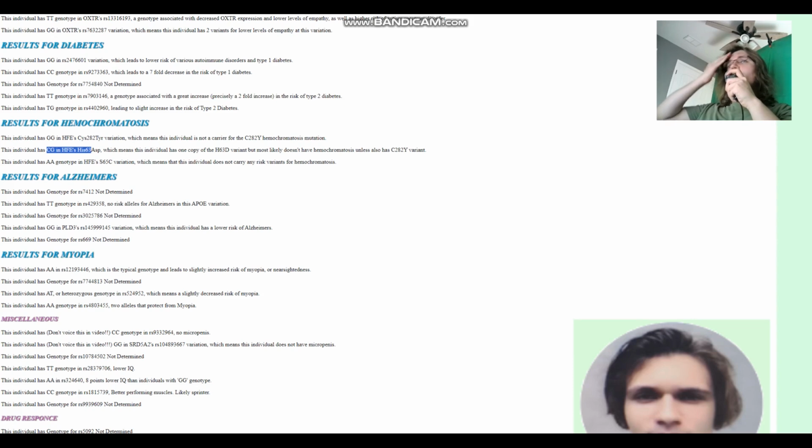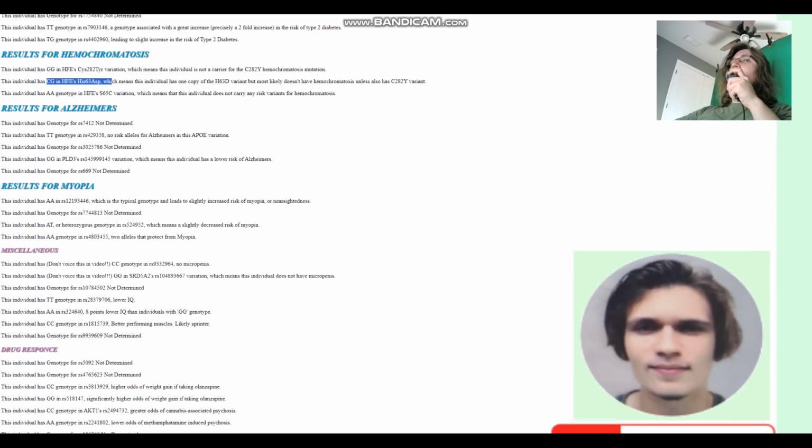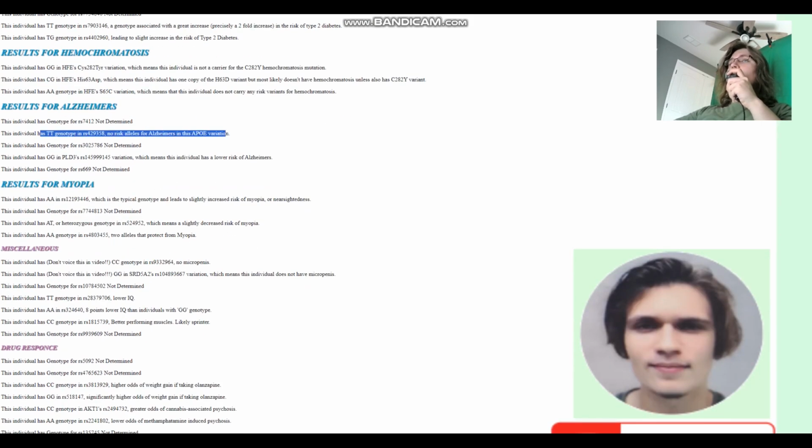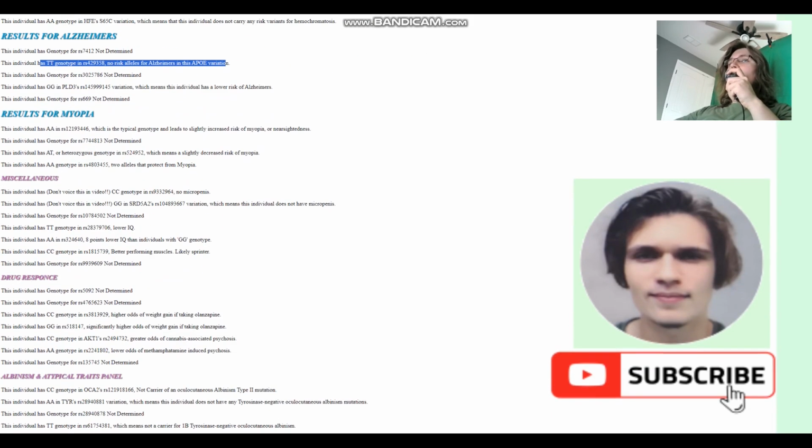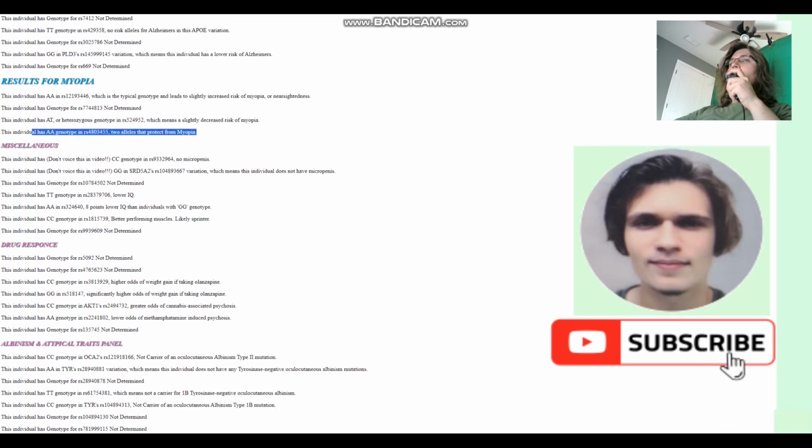So he has one copy of the H63D variant and likely does not have hemochromatosis, but he does carry the copy for hemochromatosis H63D variant in HFE's gene. No risk alleles for Alzheimer's in APOE, and two alleles that protect from myopia. Okay, so he's got two alleles here that protect from myopia and AT genotype here, which means a slightly decreased risk of myopia. Most likely doesn't have myopia.